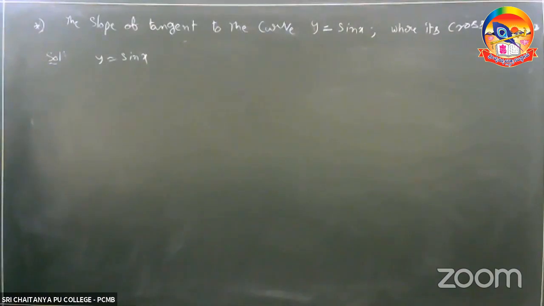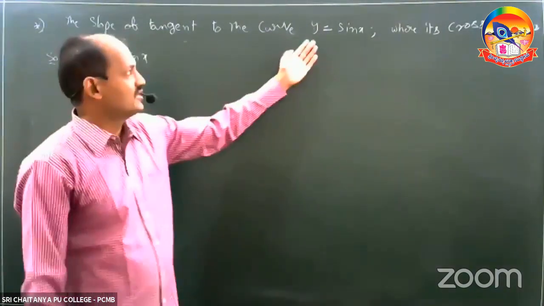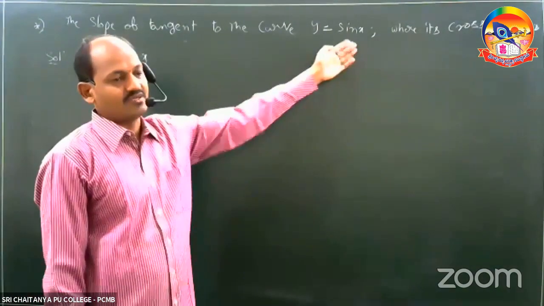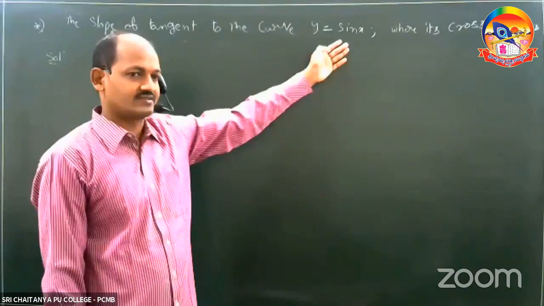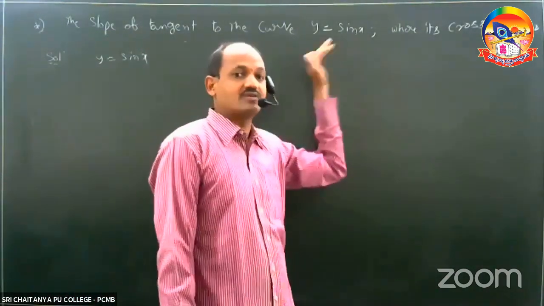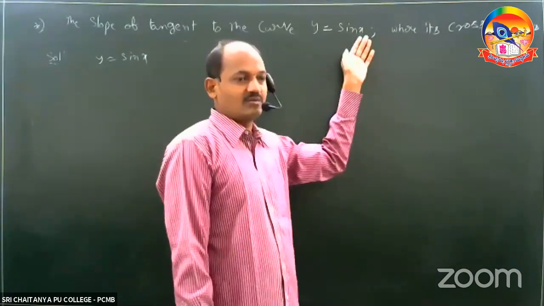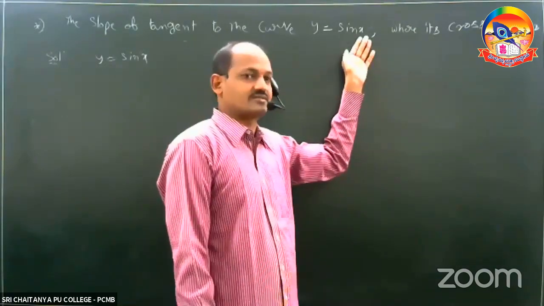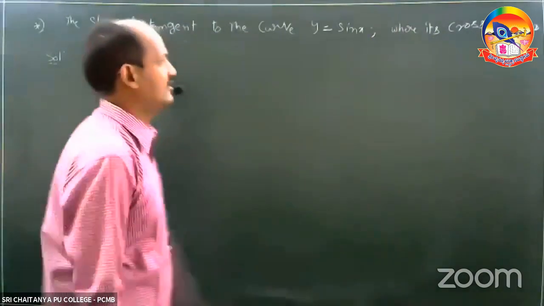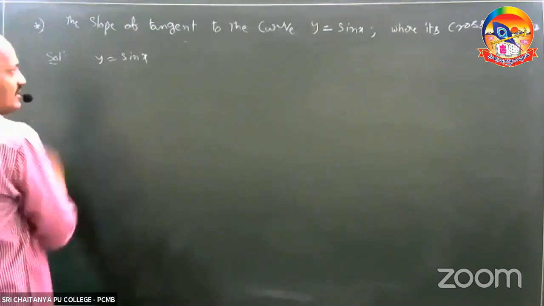Slope of tangent to the curve. Generally, slope of tangent means derivative of the curve. That means y equal to sin x, derivative of sin x is cos x. So first we have to find the value of x, then we get the slope of tangent. Directly, derivative of sin is cos, but the value depends on x. So first we have to find the value of x. y is equal to sin x is the given curve.